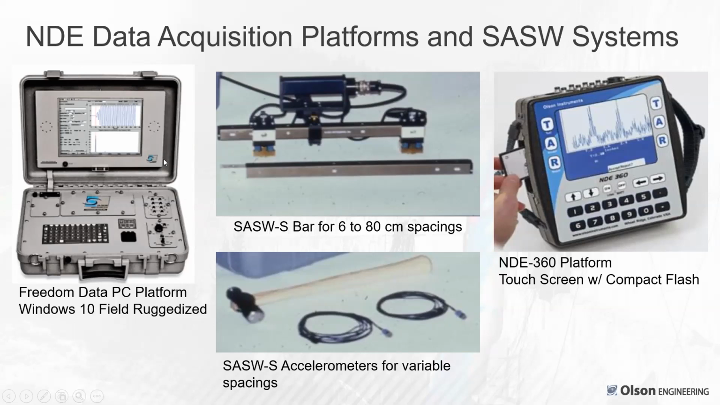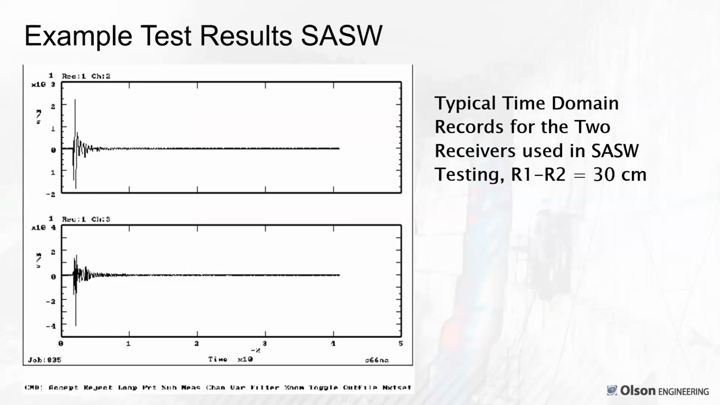And you can take the data with either the Freedom Data PC with many tests, or a number of tests on a smaller handheld unit that we call our NDE 360 platform, which has a touch screen and compact flash. But the PC is Windows-based. Both of them will last all day in the field.